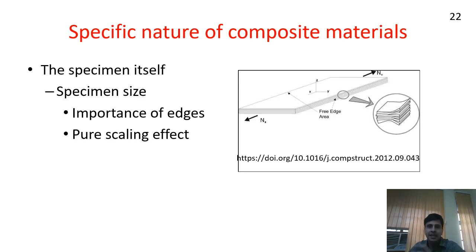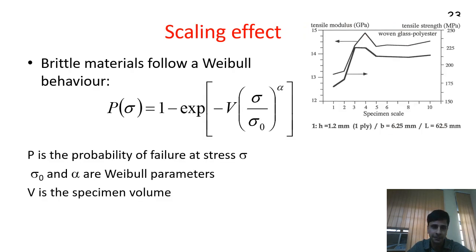And the specimen itself, let's say you have accounted for everything, you've recorded everything. There is the importance of edge. At the edge, there is chance of delamination, like shown in the figure. And there is also what is known as the scaling effect, which I will discuss in the next slide.